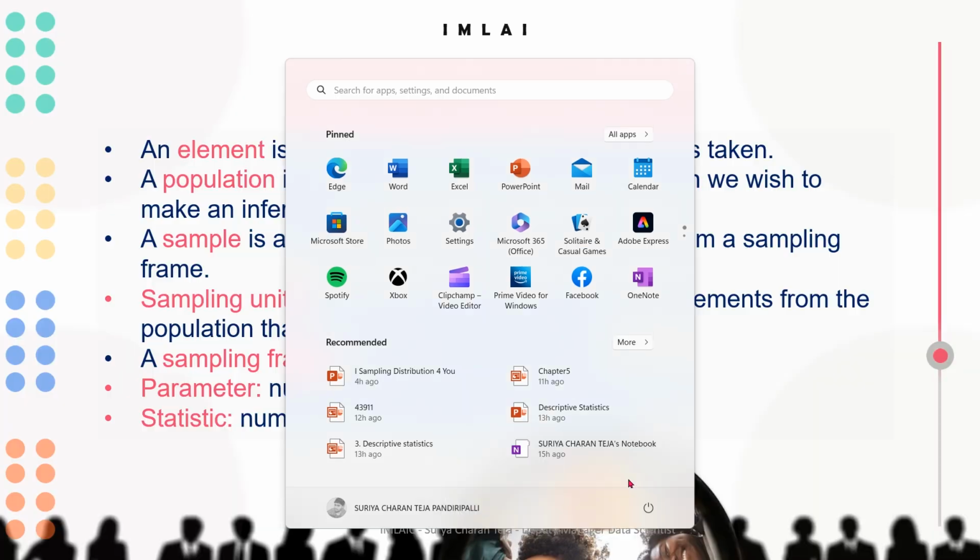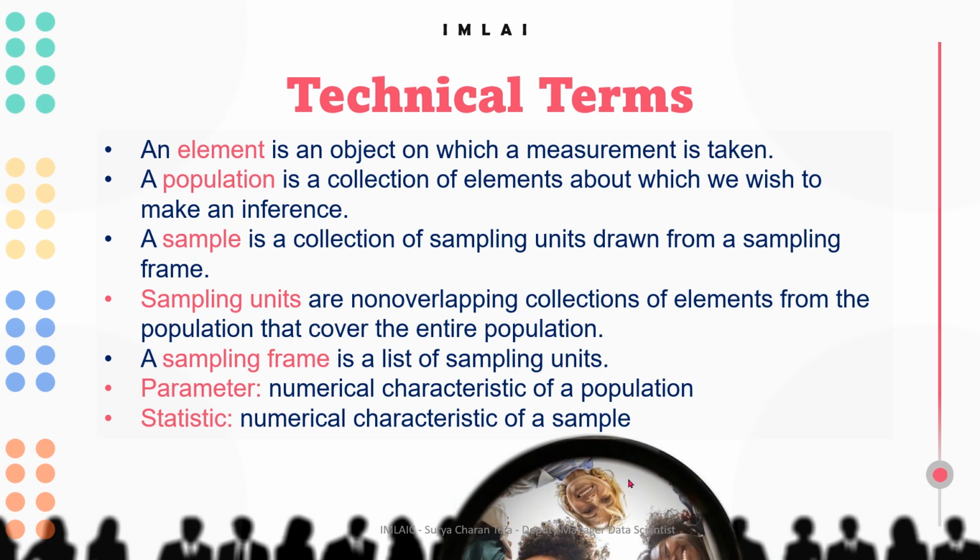So in summary, the company's population would be all of its employees. Each employee would be an element. A sample of 1000 employees would be selected. Each employee would be a sampling unit. The HR database would serve as the sampling frame, and the average income of all employees would be the parameter of interest, and the average income of the 1000 employees surveyed would be the statistic obtained from the sample.